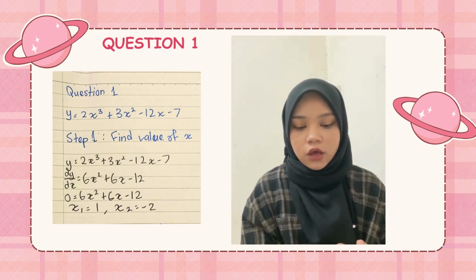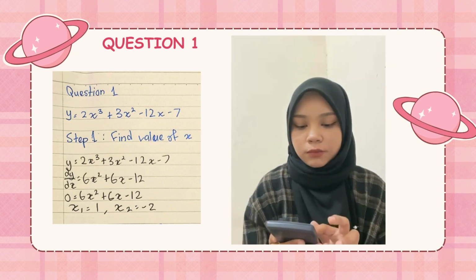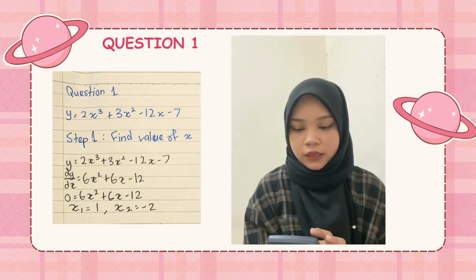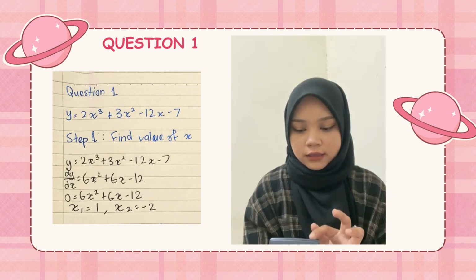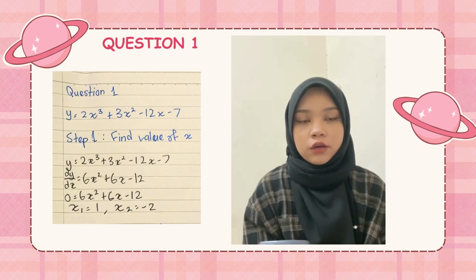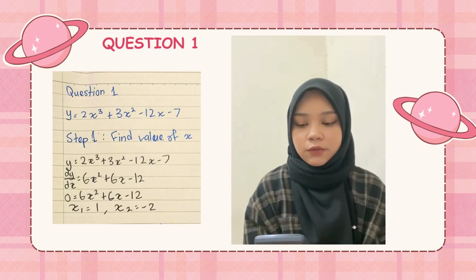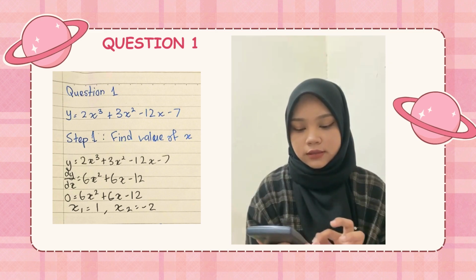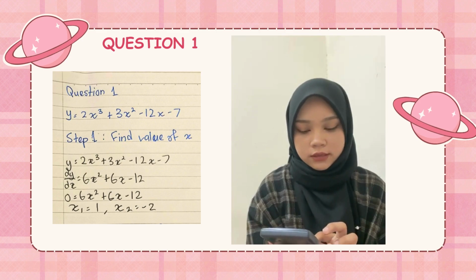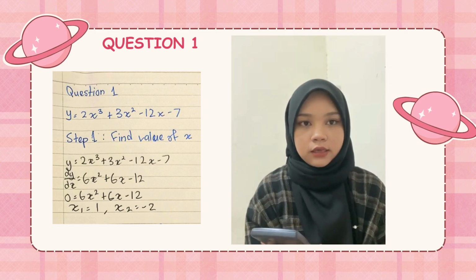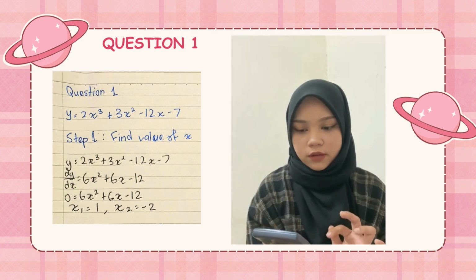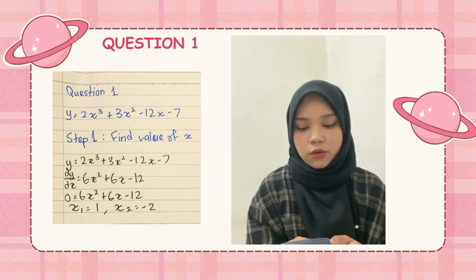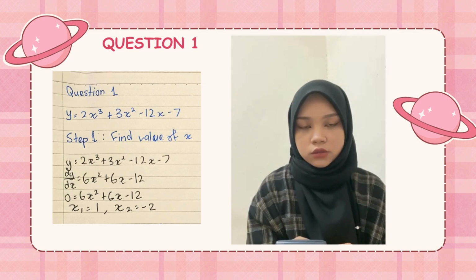When we get the answer, we have to use the calculator. We push the mode button 3 times and we pick number 1 until we get the degree, and we're going to put the answer that we get from the equation into the calculator. A is equal to 6, B is equal to 6, and C is equal to negative 12. And we're going to get x1. My x1 is 1 and x2 equals negative 2.